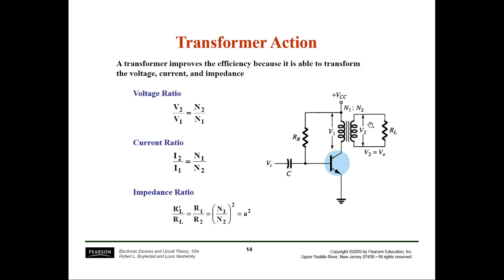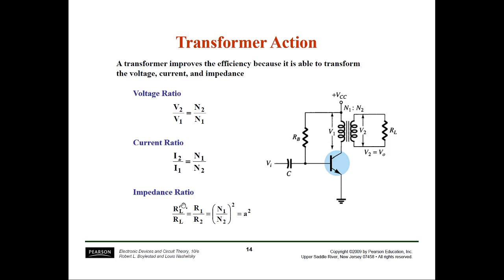The remaining waveform is the same. The voltage ratio V2 by V1 is directly proportional to N2 by N1, that is, the output turns divided by the input turns. Similarly, for current the case is reversed: I2 divided by I1 is N1 divided by N2.